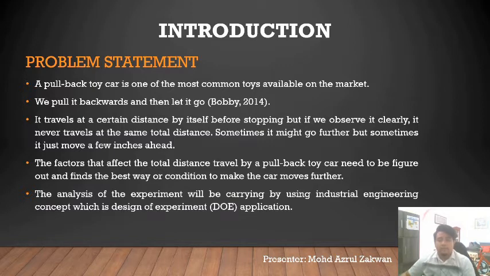The factors that affect the total distance traveled by a pullback toy car need to be figured out, to find the best way or condition to make the car move further. The analysis of the experiment will be carried out using an industrial engineering concept, which is the design of experiment, DOE, application.